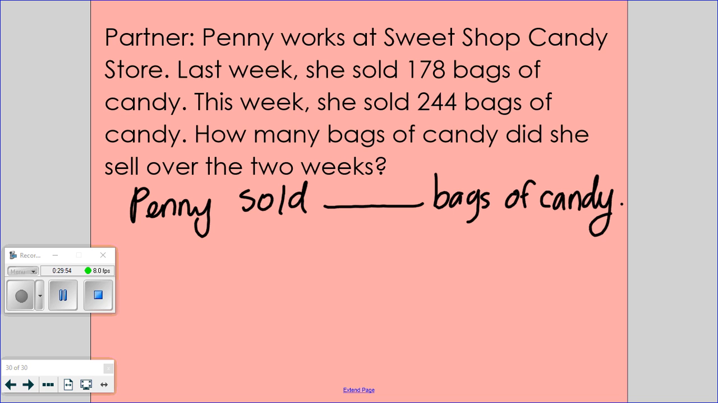Before we can move on to doing anything else, what is the next step for solving a word problem? Bags does not have an apostrophe. It doesn't own anything. Okay? Bar model. Draw a bar model. It should not take up your entire desk.